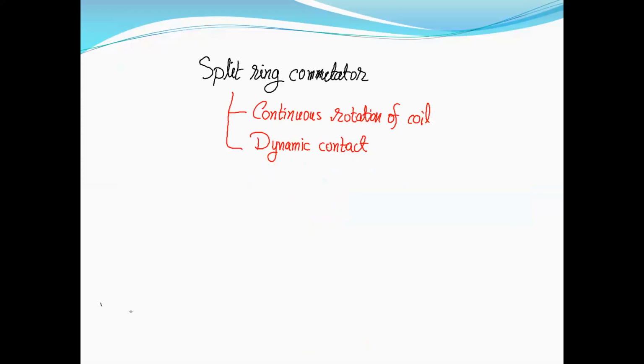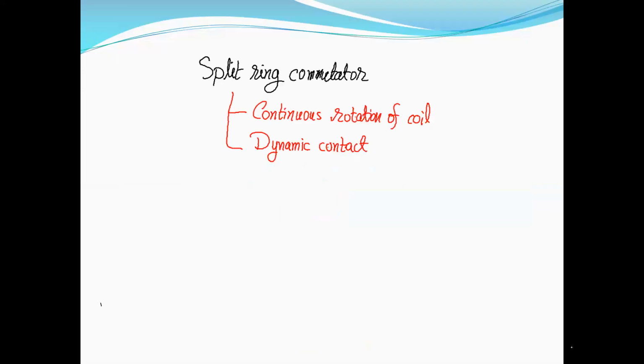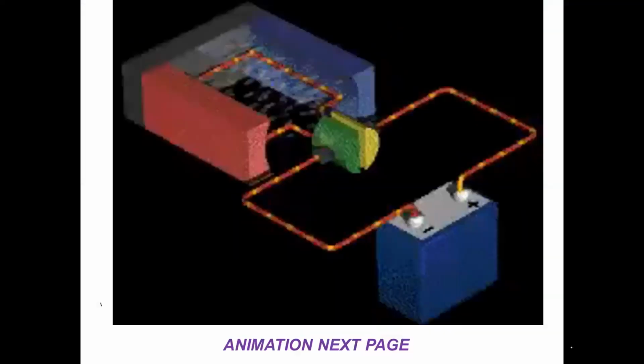Dynamic contact is actually the concept of moving contact. Something is moving and you want to transfer current, so you need a contact like that. Otherwise, if you rotate something with an electrical circuit, the wires will be tangled and the wire will be broken. So actually, this setup provides a dynamic contact. If you look at this animation again.